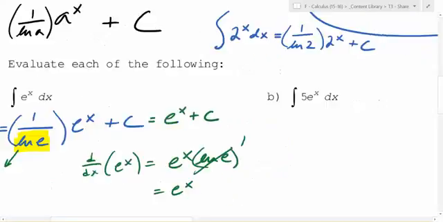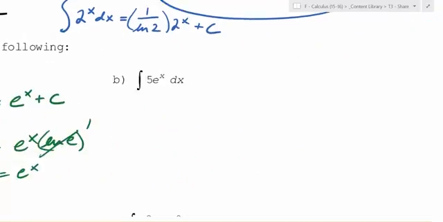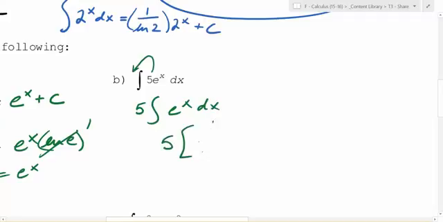Kind of cool. On b here, what number can we just factor out? We can factor out a 5 because it's a what? It's a constant. So does anything change here? Oh, it's just a 5 on the outside, so that's going to be e to the x plus c.